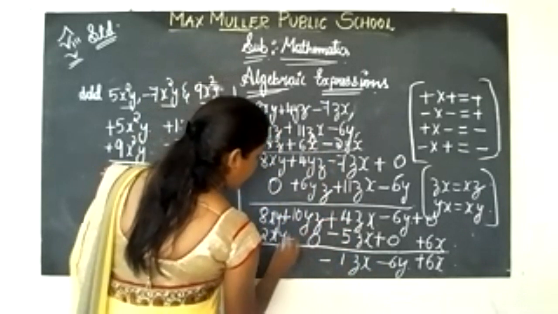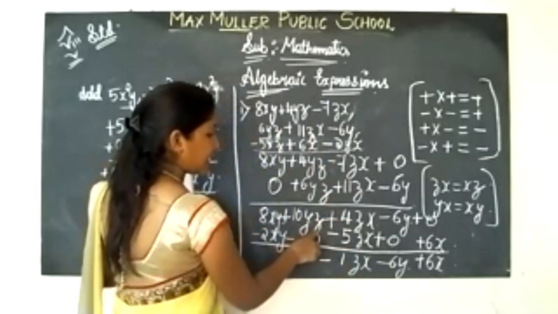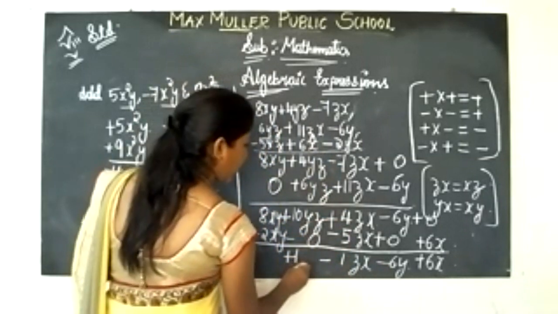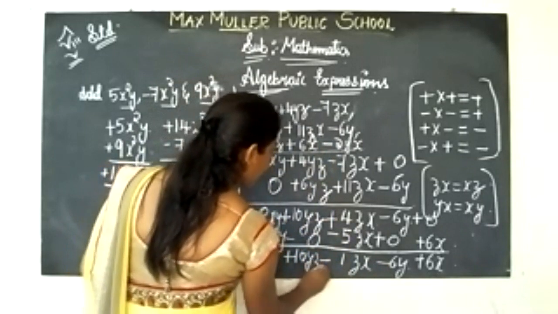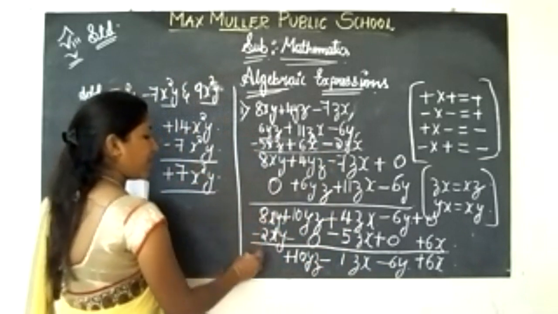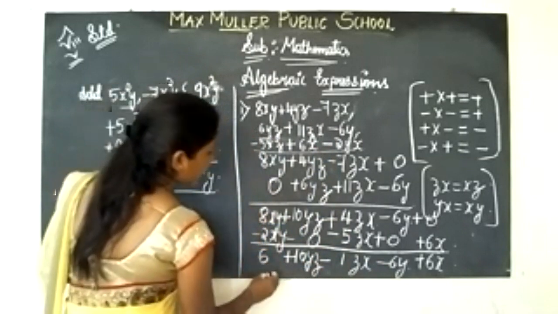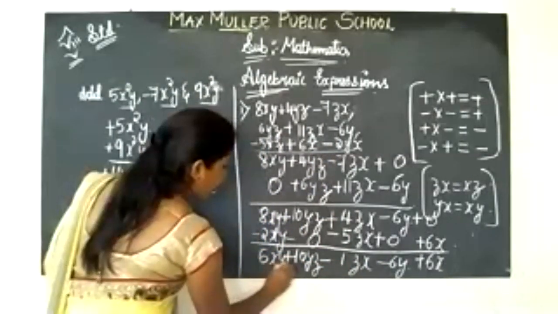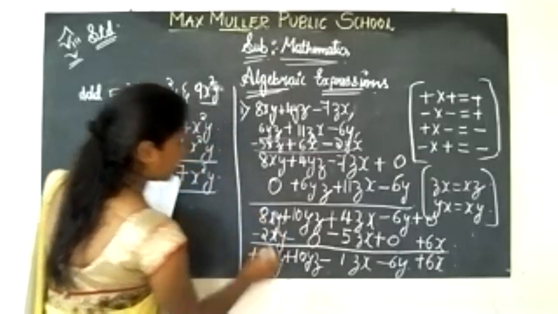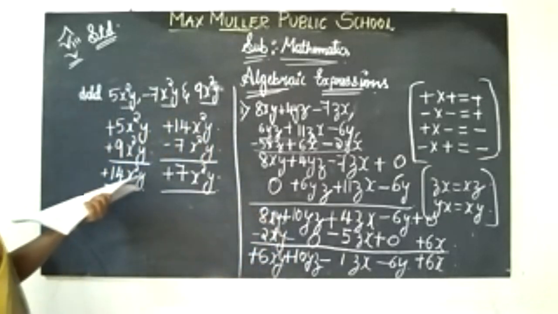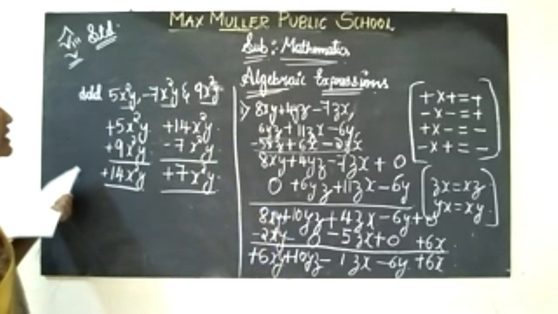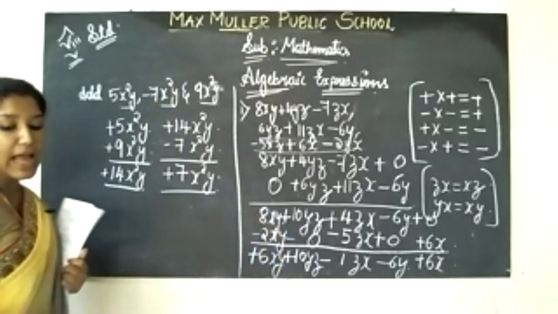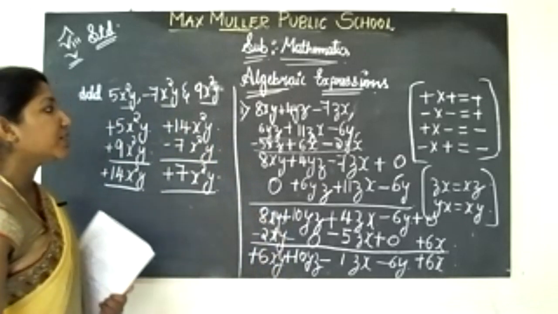You will get minus 1zx. Next, here there is only a single term, no other term to add or subtract, so write down plus 10yz. Here 8 minus 2 is 6xy, and the greater number sign is plus. So your answer is plus 6xy plus 10yz minus 1zx minus 6y plus 6x. I hope you all understood this sum.